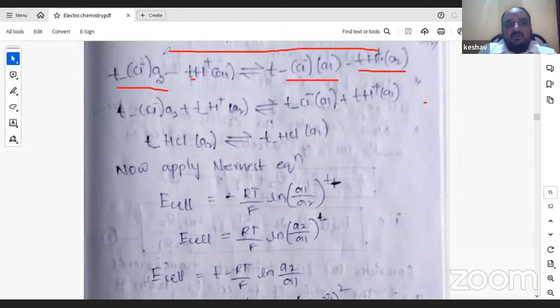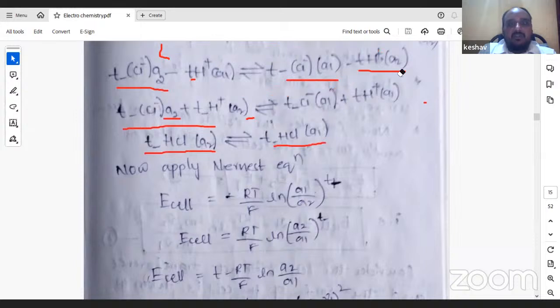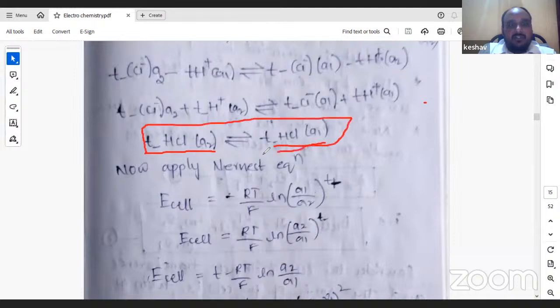So this A2 will be moved to the left side, minus becomes plus. This A1 will be moved to the right side, this minus becomes plus. Therefore, same transport numbers, same activities, but different ions. Therefore, T minus HCl of activity A2 goes to T minus HCl of activity A1. Upon simplification, simply we will get T minus activity A2 of HCl to T minus activity A1 of HCl.